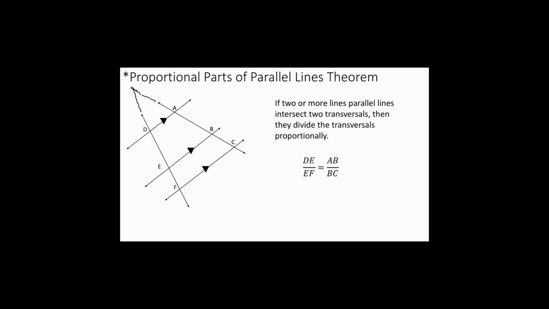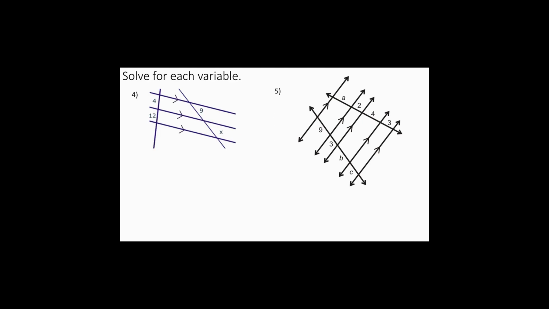So it says if you have two or more lines parallel to intersecting transversals, so our transversals are here, so that's one, and then here. Then they divide the transversal proportionally. Okay, so DE is on this side, then EF is over here, and then AB is here, and BC is there. All right, so solve the variables here.